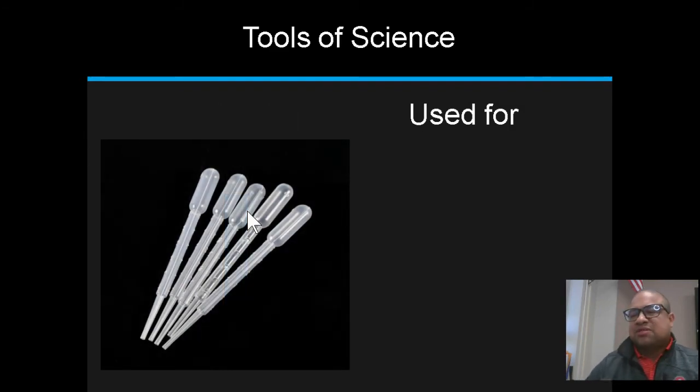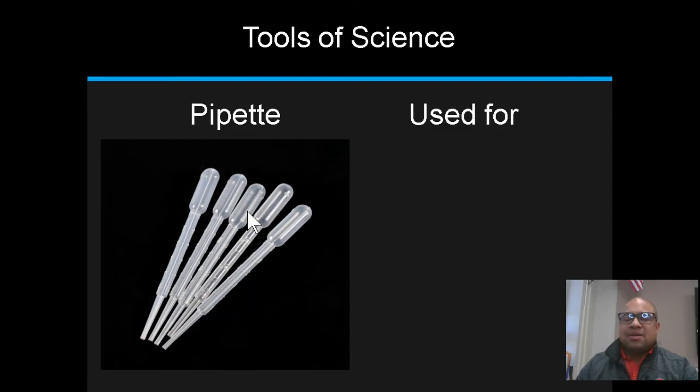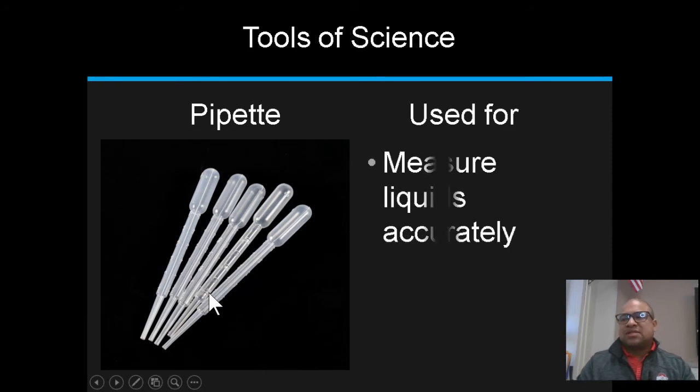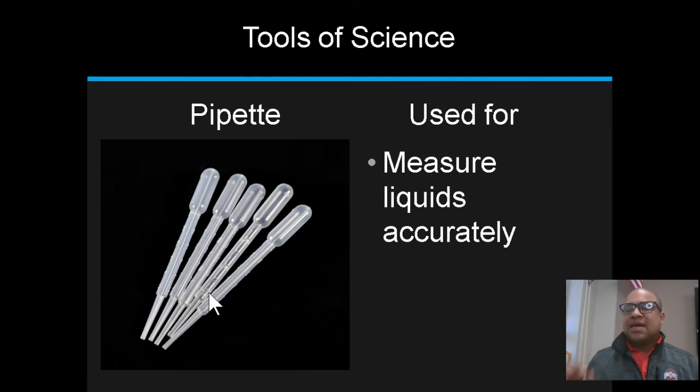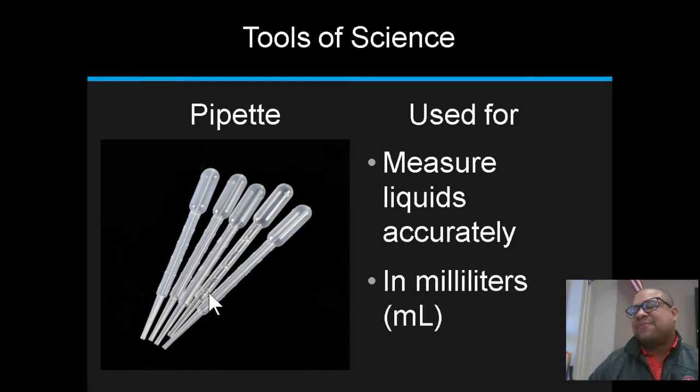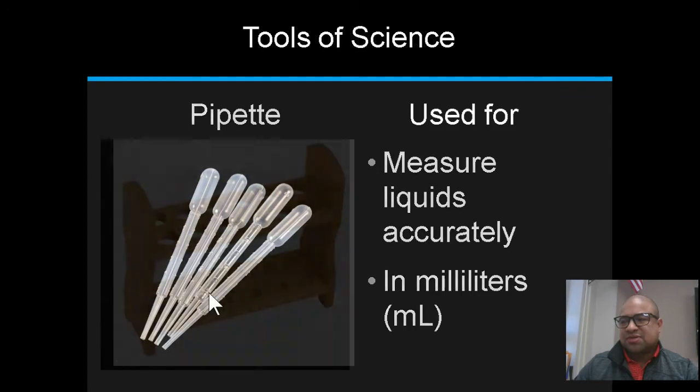Next, we have these small little items called pipettes. They look like an eyedropper. They're very similar, but the difference on these ones is that you'll notice they have ridges on the plastic edge here, the neck. Those are used to measure liquids accurately. So when we want to dispense 1 milliliter, a half milliliter, or 2 milliliters exactly, this is one of the tools we'll use to achieve that. Once again, its measurements are done using milliliters.